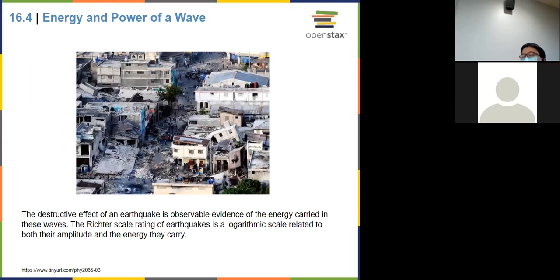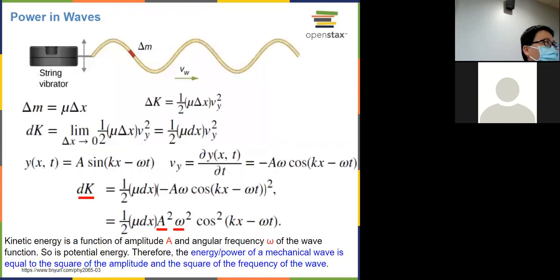This time we are going to check the energy and power of a wave. So I think each year there are several earthquakes happening around the globe, and some of them could be very destructive, something like this showing in the figure. When an earthquake hits, it comes in the form of a wave. So let's take a look at the energy in a wave.